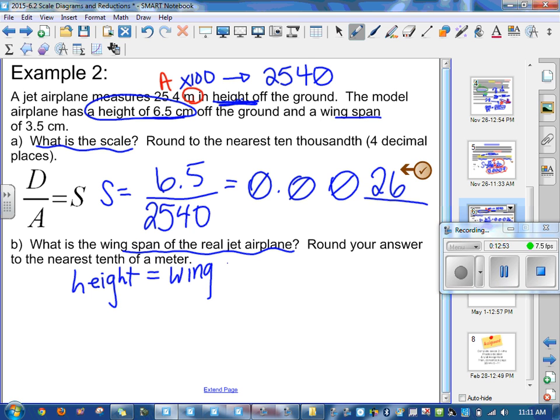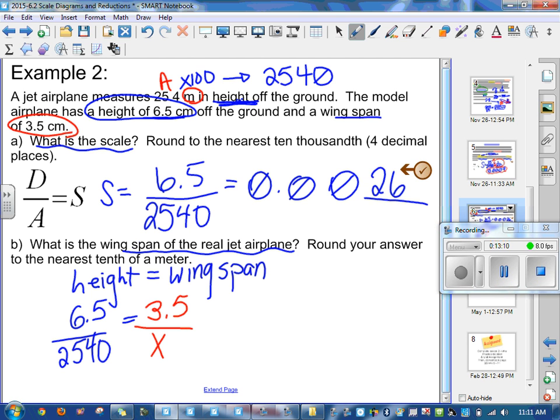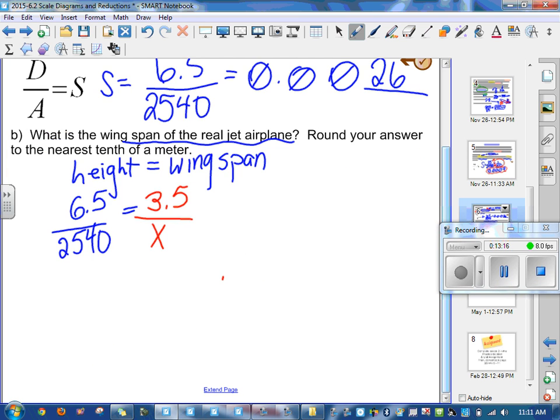Well, I have 6.5 over my 2540. What is my wingspan on paper? 3.5. And I don't know my wingspan in real life. So I need to set it up this way. And then what do you think I'm going to have to do now? How would you solve that? I'm hearing somebody whisper it. Good. You cross multiply, then divide.